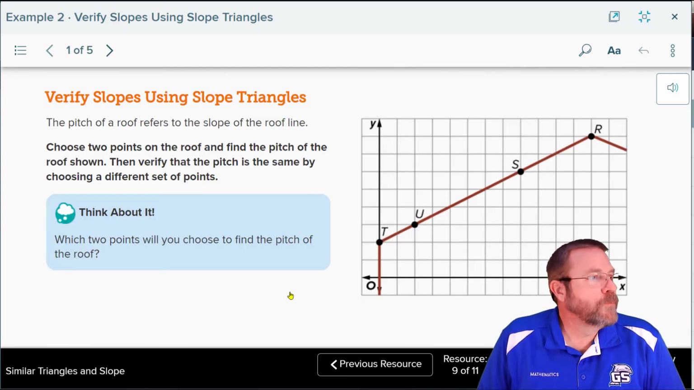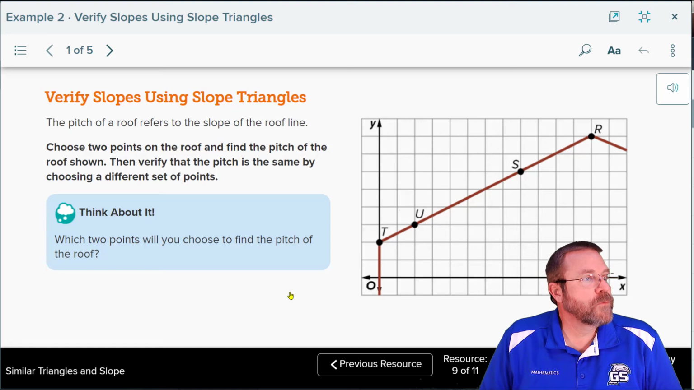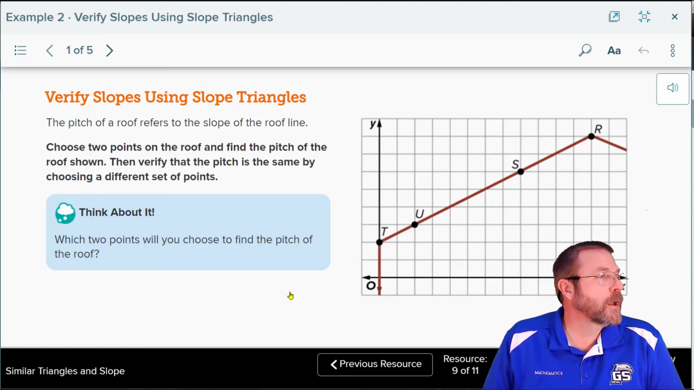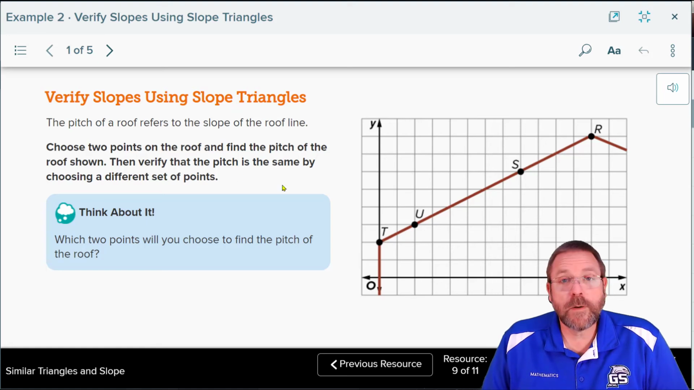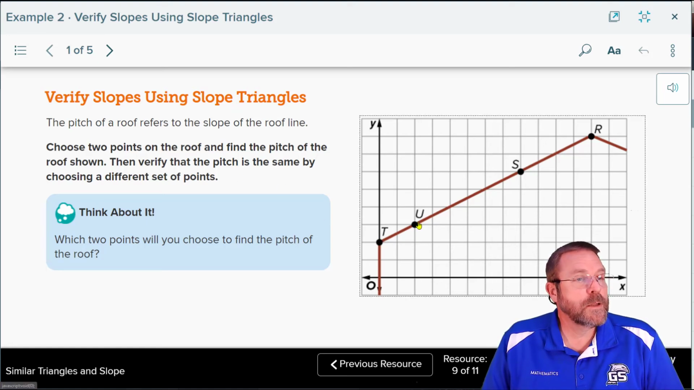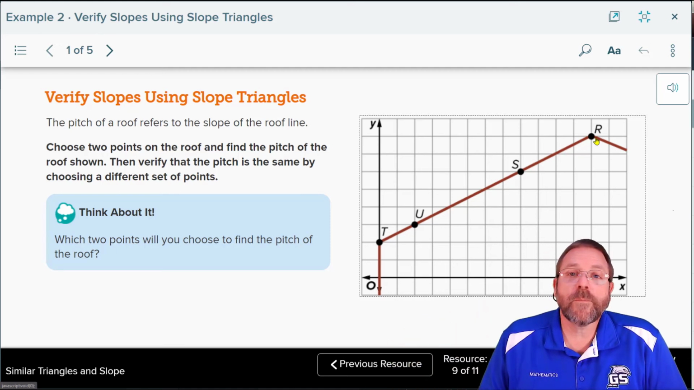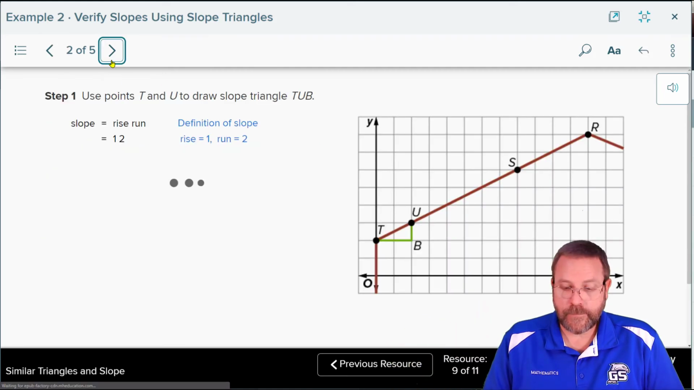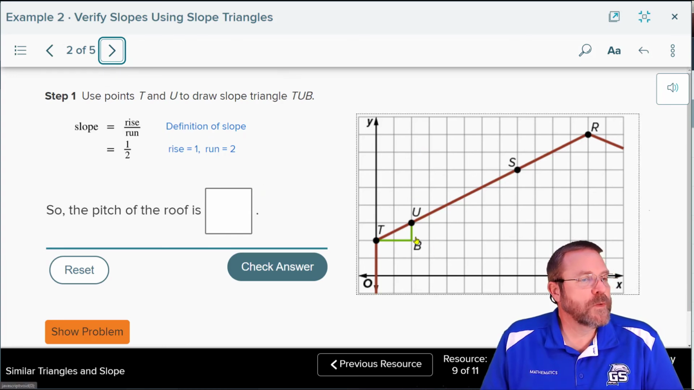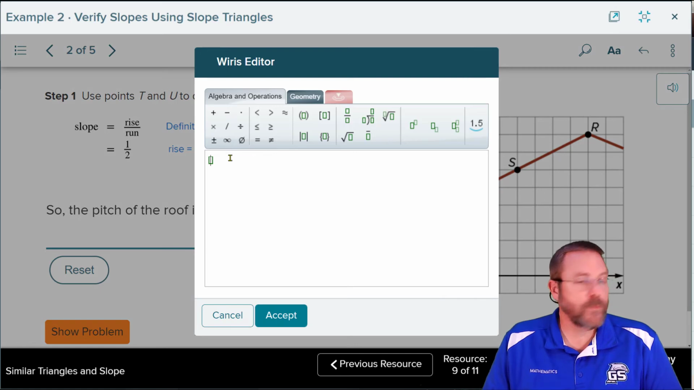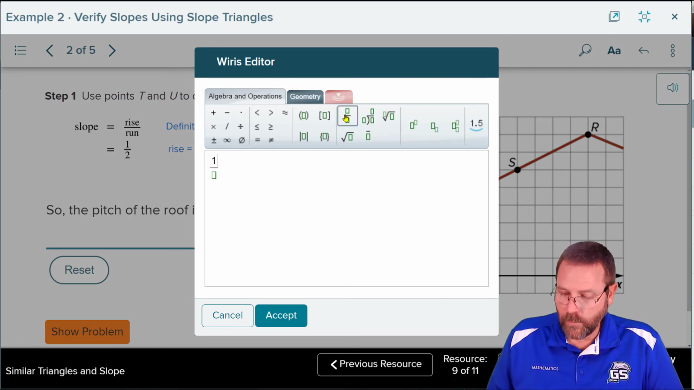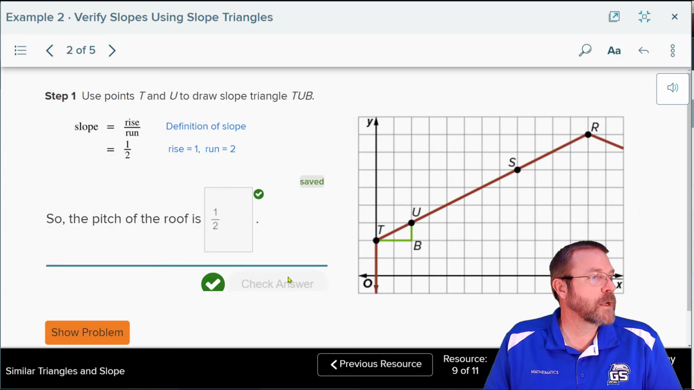In example number 2, they're dealing with a roof, and it says the pitch of a roof refers to the slope of the roof line. Choose 2 points on the roof, find the pitch of the roof shown, then verify the pitch is the same by choosing a different set of points. So we have points T, U, S, and R, 4 different points we can choose to work from. Using points T and U, you can see that the rise was 1 to a run of 2. That gave a slope of 1 over 2. So the slope of the roof is going to be 1 over 2. Check. That part checked.